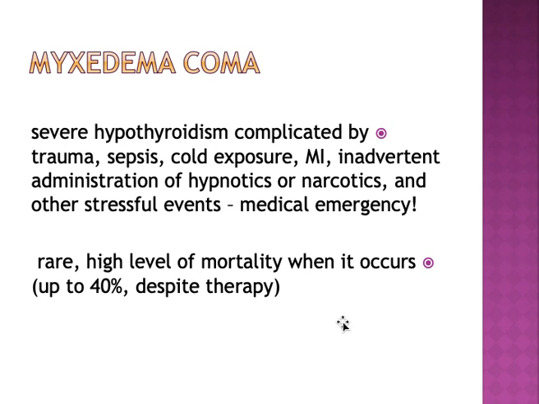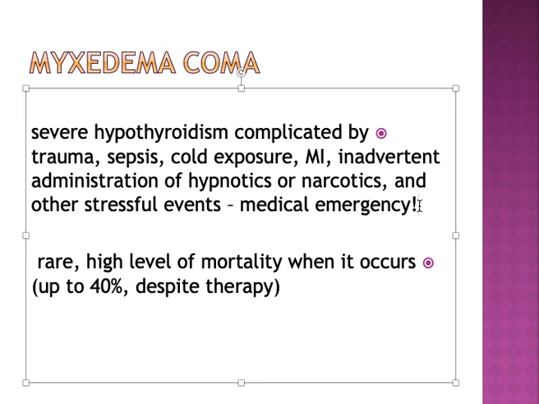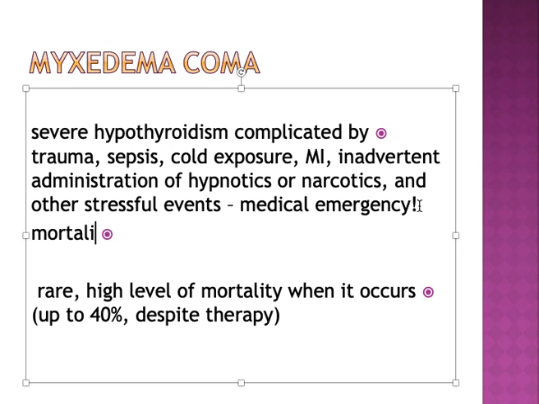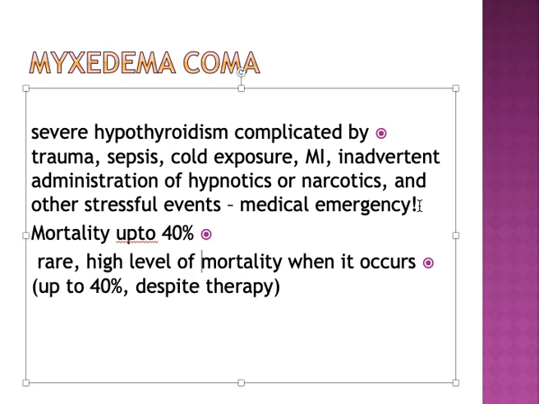Why are these conditions important, guys? Because the mortality is really high. This condition has mortality up to 40%. So out of 100, many patients die once they develop this condition. See, it's written up to 40% despite therapy. Even if you give treatment to them, the mortality is really high. It's rare, but there is a high level of mortality whenever it occurs.